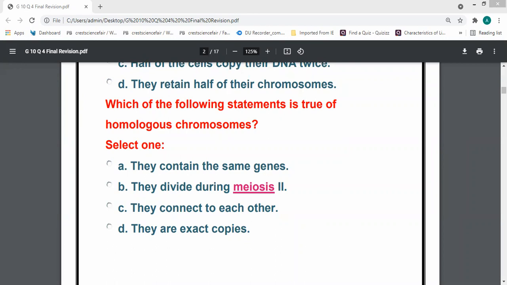What about their size, their shape, their structure, their function? They have the same size and shape and structure and function. So we can say that they are exact copies, identical copies, right? Yes. Okay, thank you. So the most accurate choice is the last one, letter D.